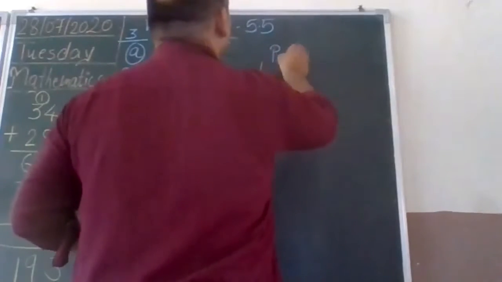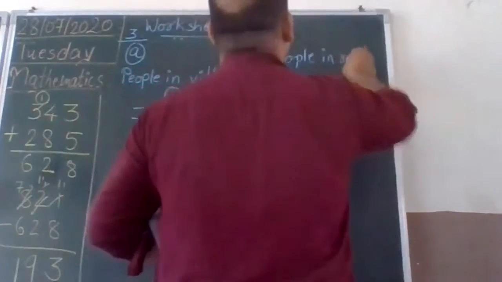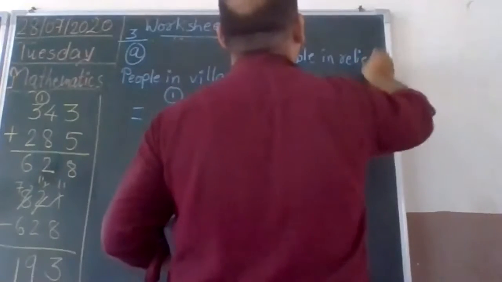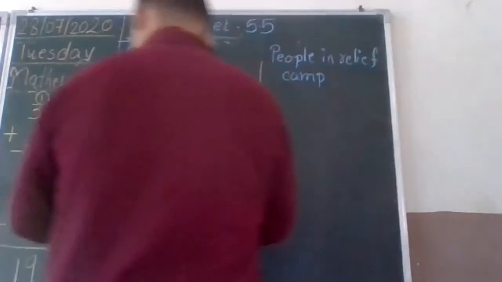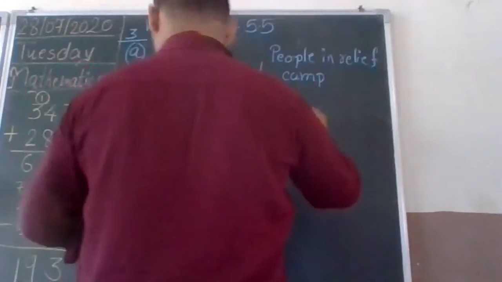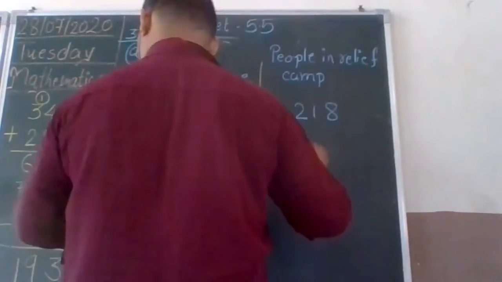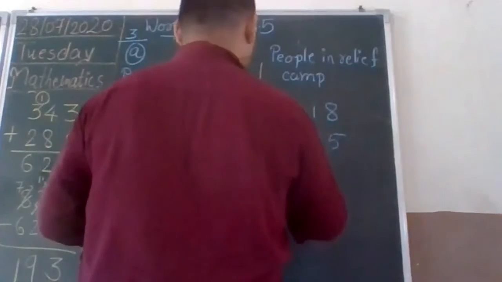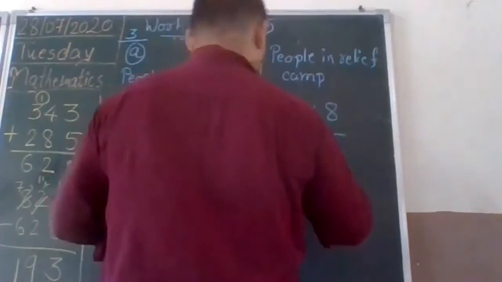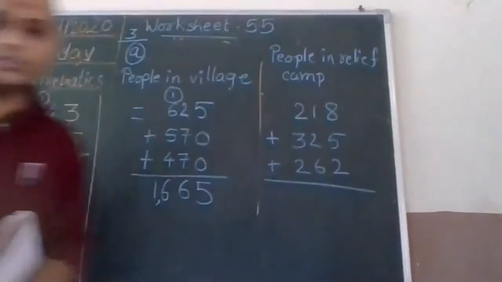People in relief camp. So how many went there? Number of men, 218, plus 325 women, plus 262. You have to add these three now.